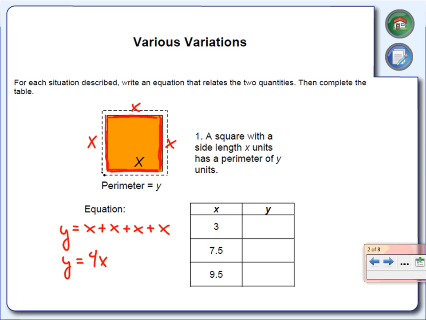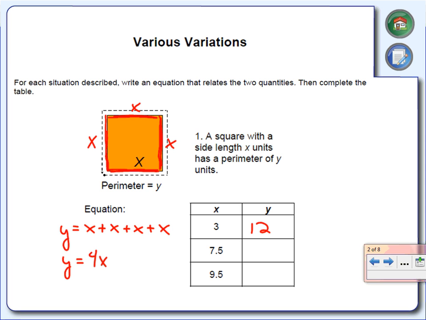Now we're going to use this equation to fill out this table over here. Remember, the x's represent the length of the side. The y values represent the perimeter. So the first thing we want to know is, if we had a side of 3, what would the perimeter be? Well, let's use our equation here. What do you get when you multiply 4 times 3? 12. So if each side was a length of 3, the perimeter there would be 12.